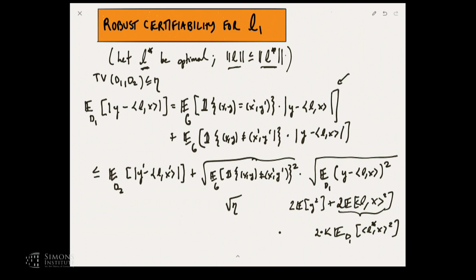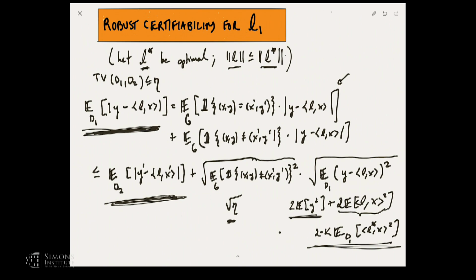Okay, so we're done. We did it. Here's the left-hand side. This is what we wanted to bound. We said that the error with respect to the uncorrupted distribution is at most the error with respect to the corrupted distribution plus square root of eta. And the square root of eta gets multiplied by 2 times the expectation of y squared and 2 kappa times the expectation over D1. This is sort of like your opt. This is like 2 kappa times opt with respect to square loss. Okay? What is kappa? Kappa was the condition number of the covariance matrix for the original distribution. Okay, so I have L inner product x here, and that's at most L star times kappa, because the norm of L is at most the norm of L star.